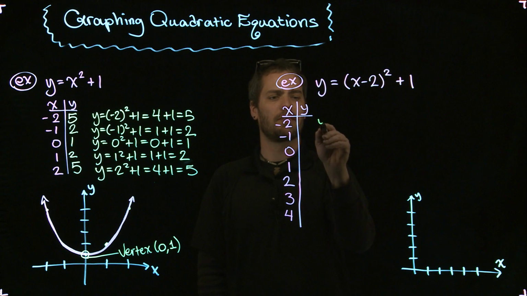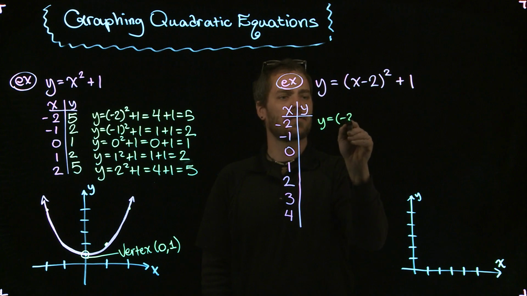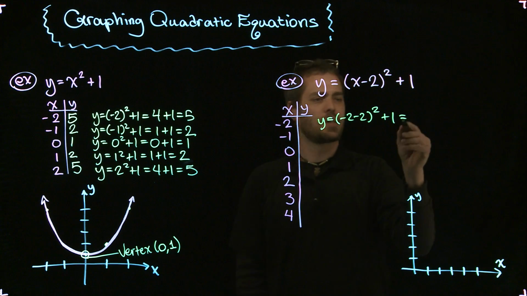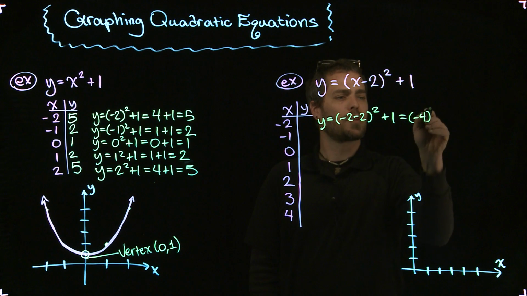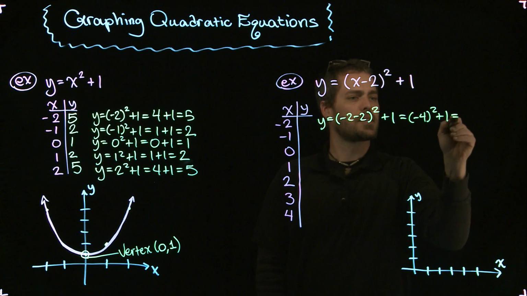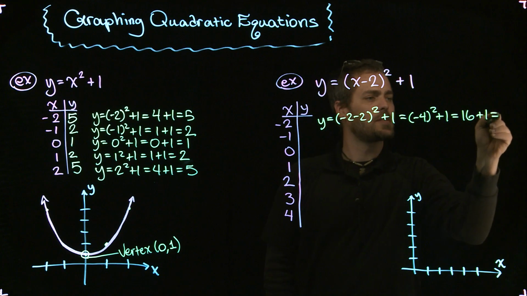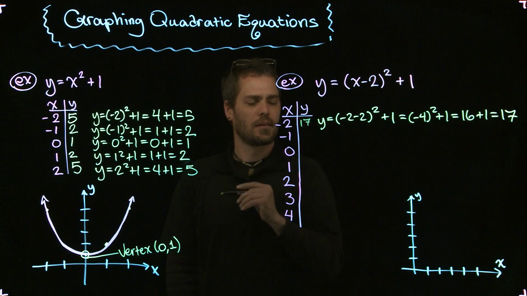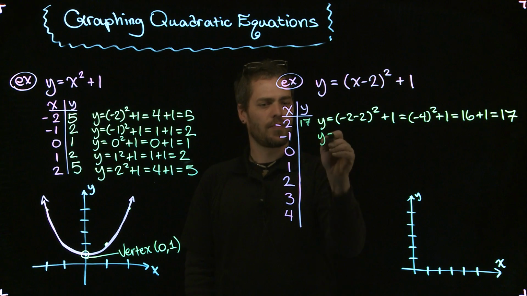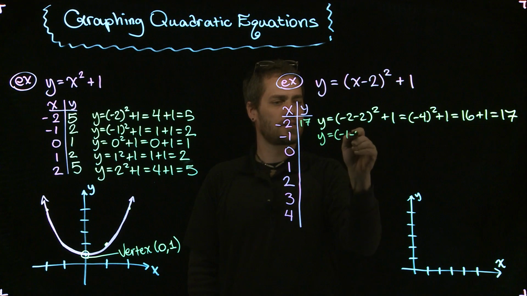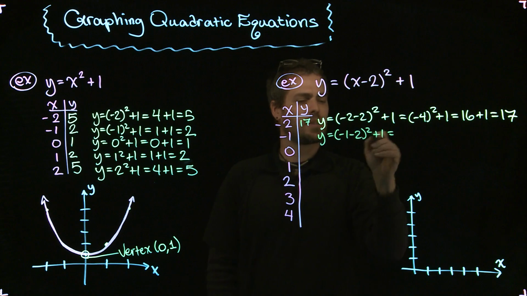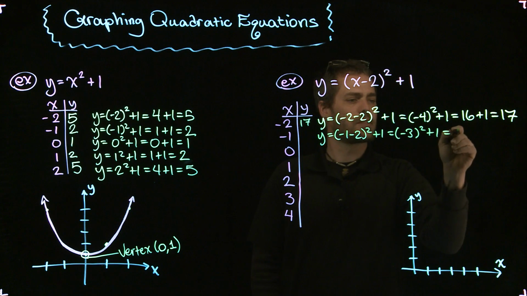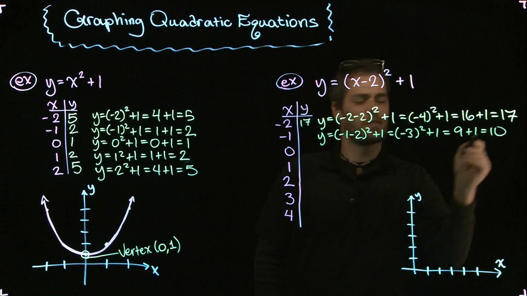Okay, let me go ahead and plug in the values. Y equals (negative 2 minus 2) squared plus 1. Negative 2 minus 2 is negative 4. In the parentheses squared plus 1. This gives me positive 16 plus 1, which is 17. Okay. Next, y value. I'm going to plug in negative 1 for my x, (negative 1 minus 2) squared plus 1, equals (negative 3) squared plus 1, which is 9 plus 1, gives me 10.